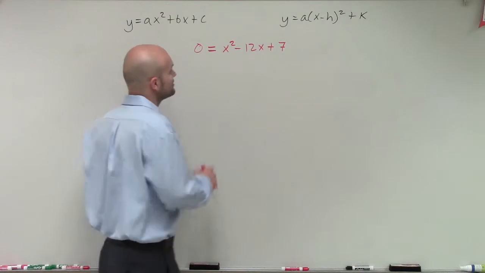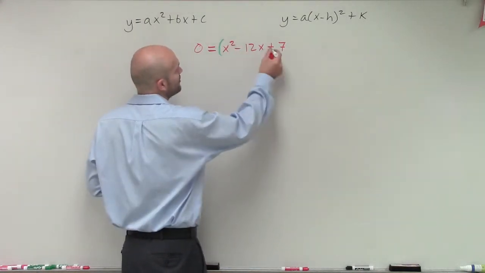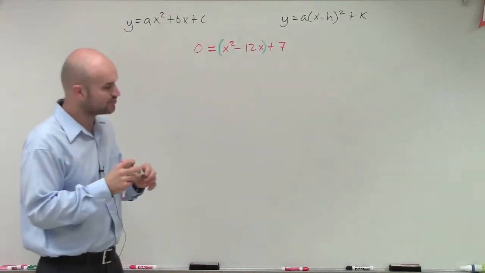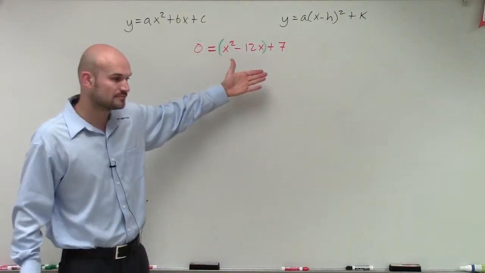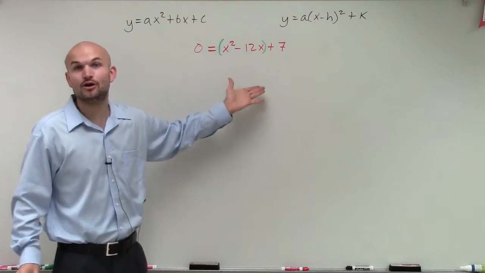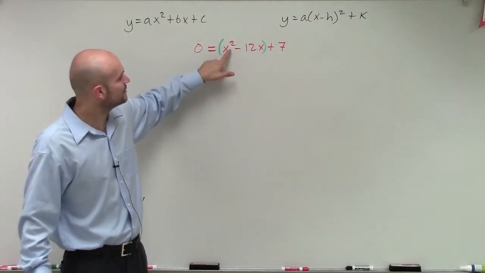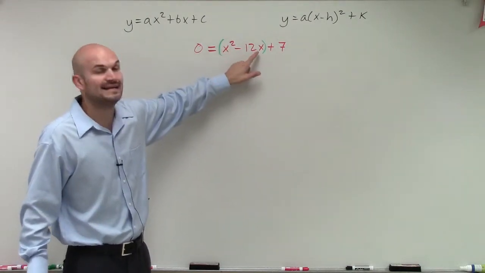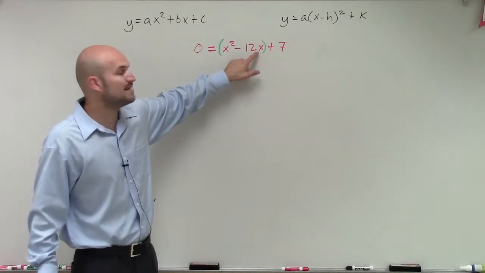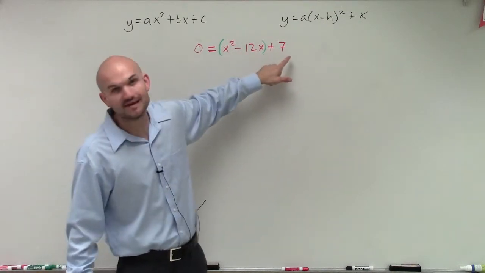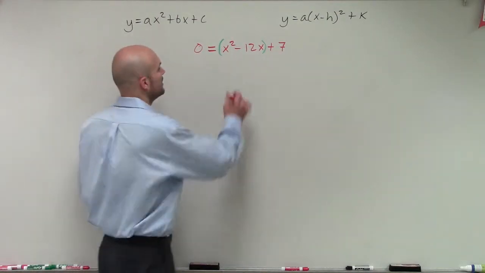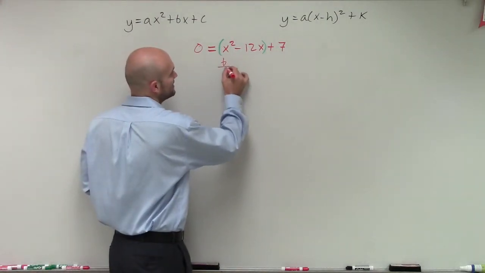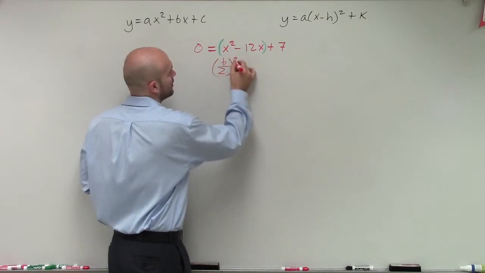Then the next thing I'm going to do is put parentheses around here. To create this binomial squared, I need to create a perfect square trinomial. I have a quadratic term and a linear term, and I need to find a constant that's going to make this a perfect square trinomial, because 7 does not make it a perfect square trinomial. So I'm going to create that number, and to do that, we take b divided by 2 and square it.